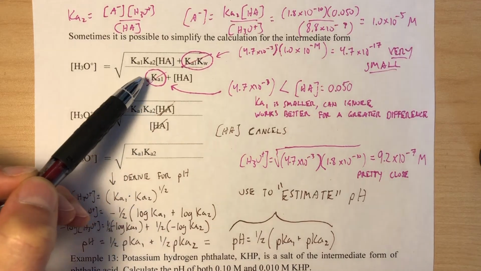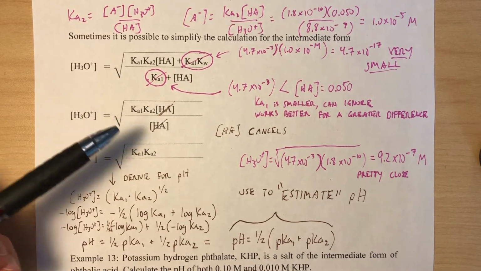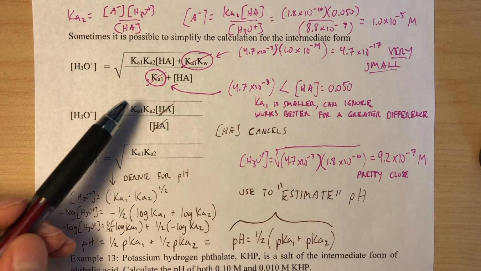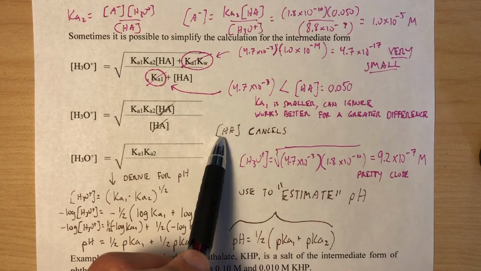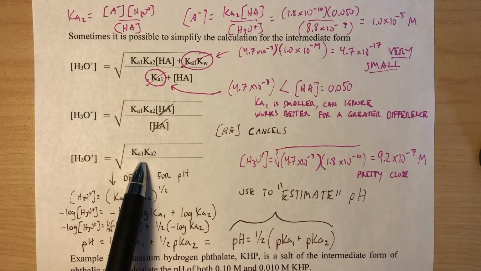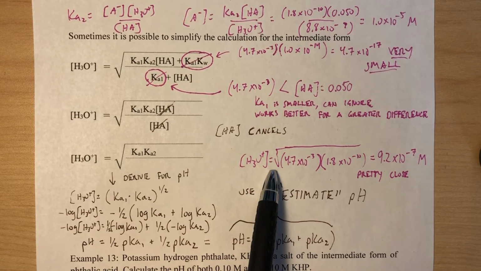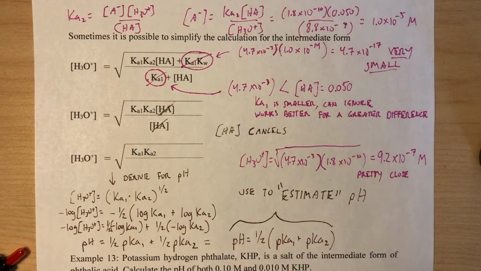Once that happens, our expression simplifies down to hydronium is equal to the square root of Ka1 times Ka2 times HA divided by HA. We no longer have any addition or subtraction in our numerator or denominators. We just have multiplication. That then allows us mathematically to cancel HA. So they cancel, and they're now gone. We are then left with a hydronium expression that's equal to the square root of Ka1 times Ka2. Not bad. So we take our hydronium concentration, which is equal to the square root of Ka1 times Ka2, and that equals 9.2 times 10 to the negative 7.